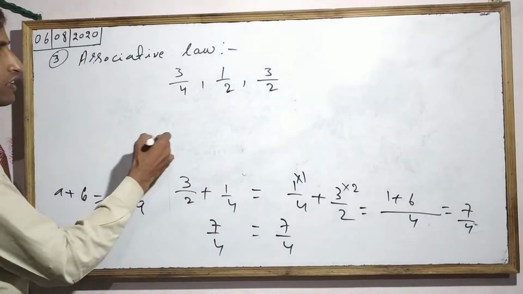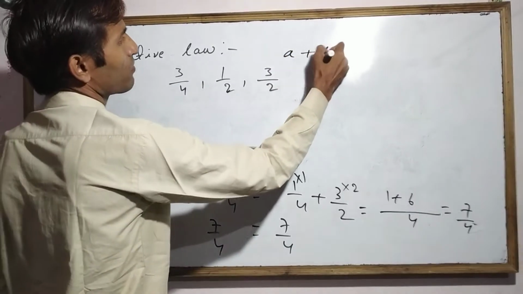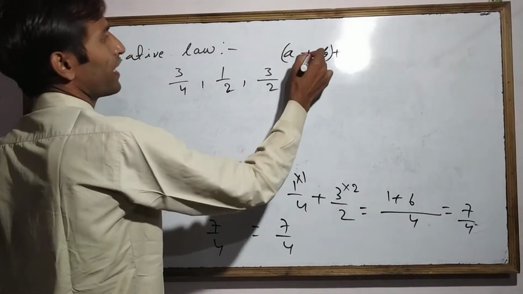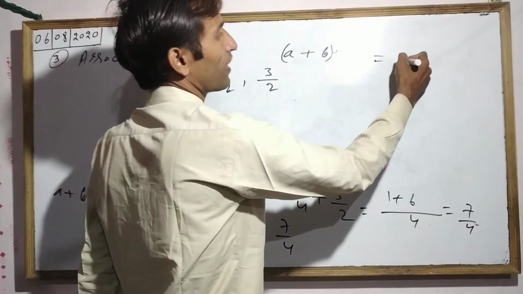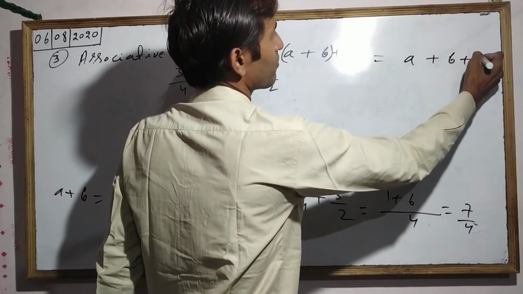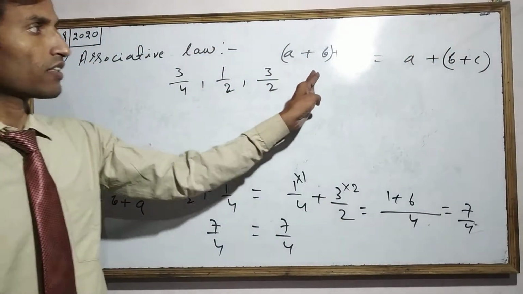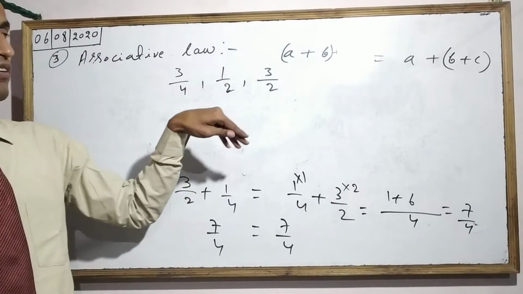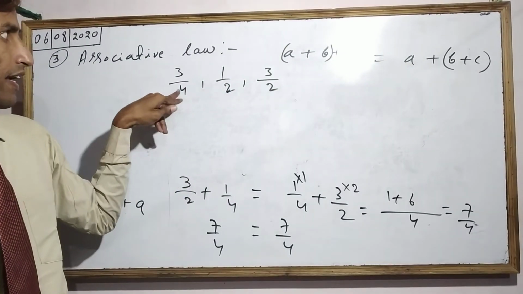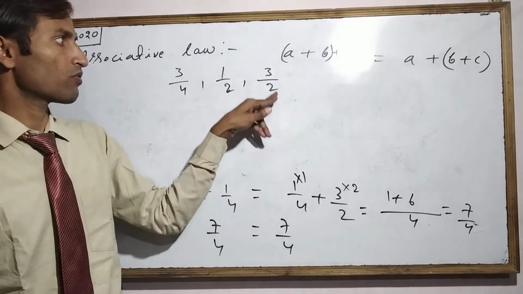In the associative property, write down the formula like this: A plus B plus C. We first add A plus B, then we add C. Or you can add A plus, in brackets, B plus C, meaning first of all we add B plus C, then add A. If both LHS and RHS come out equal, then it follows the associative law, otherwise no. So I have taken 3 upon 4 in place of A, 1 upon 2 in place of B, and 3 upon 2 in place of C.